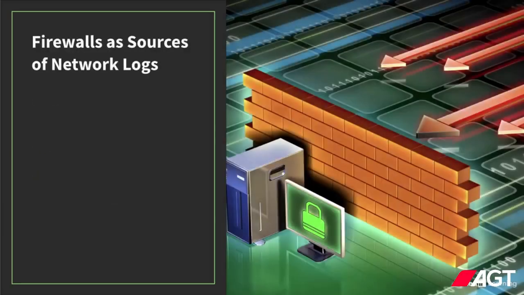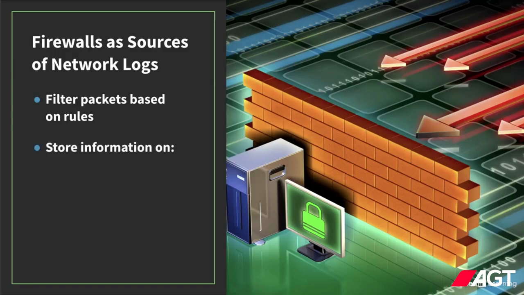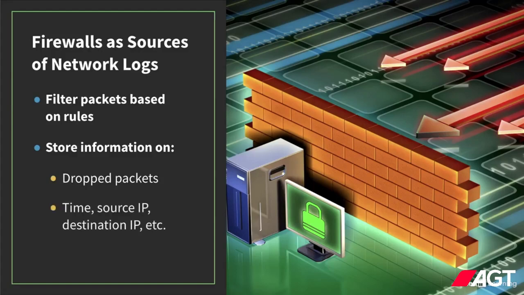Routers may also function as firewalls, which filter packets based on predefined rules. A firewall stores information about a dropped packet, such as time, source IP, and destination IP, in its log files. Since the firewall log files capture failed access attempts, investigators must examine them to discover suspicious activities that could be associated with a crime. There are more specialized sources of network logs too.